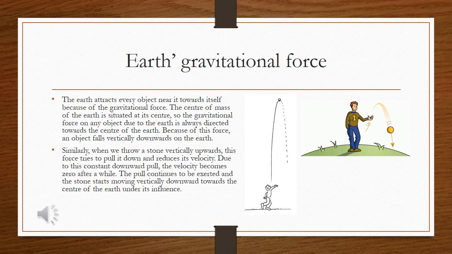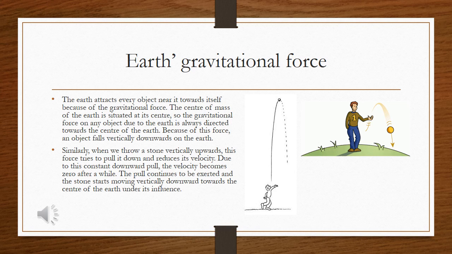In the second image you also observe that when we throw a stone vertically upward, this force tries to pull it down and reduces its velocity. Due to this constant downward pull, the velocity becomes zero after a while, and the pull continues, and the stone starts moving vertically downward towards the center of the earth.